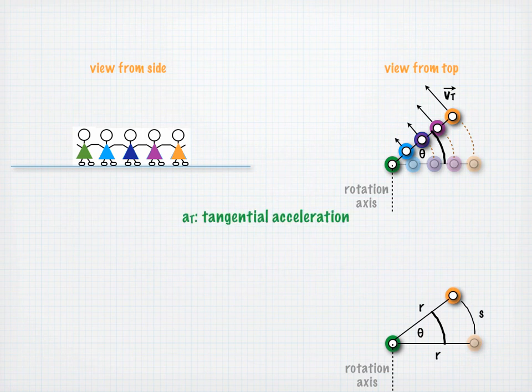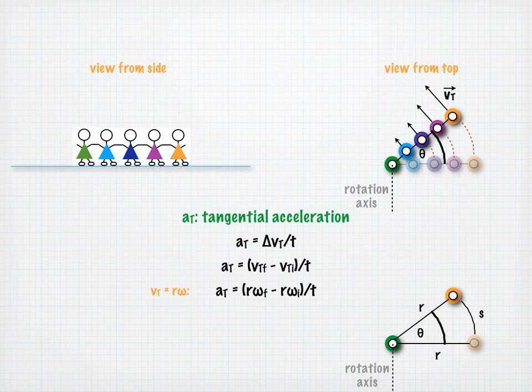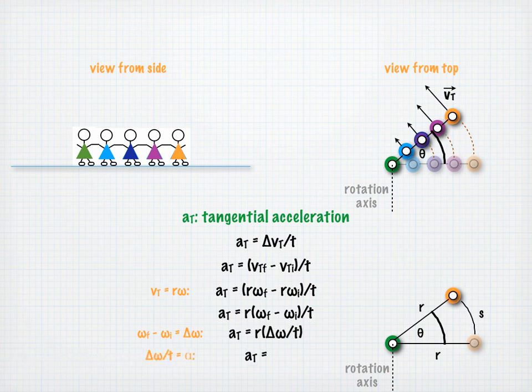The magnitude of the tangential acceleration is equal to the change in the tangential speed over the time interval. The change in the tangential speed is the final tangential speed minus the initial tangential speed. Tangential speed is equal to the distance r times the angular speed. Now we'll factor out the r on the right-hand side. Omega final minus omega initial is equal to the change in the angular speed, and the change in angular speed over time is equal to the angular acceleration.